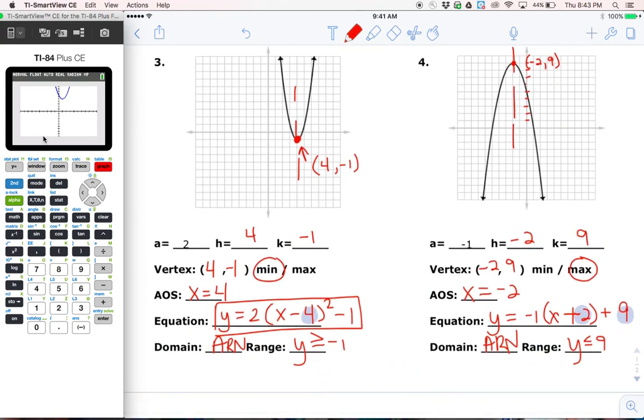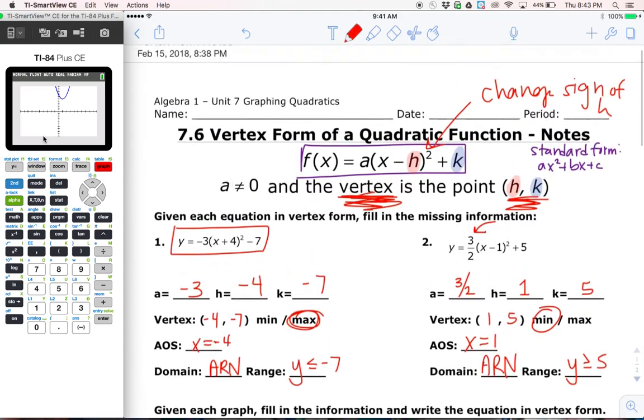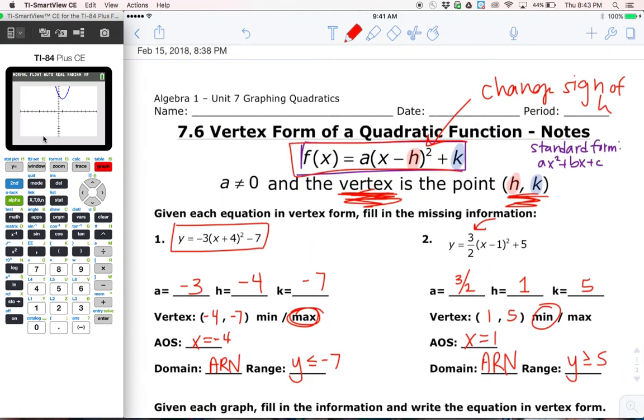Okay, if I could give you a one sentence summary of this video, it would be to have your formula card ready. This is on your formula card. All right, and to watch out for h. You got to change the sign of h if you're looking at it in an equation.